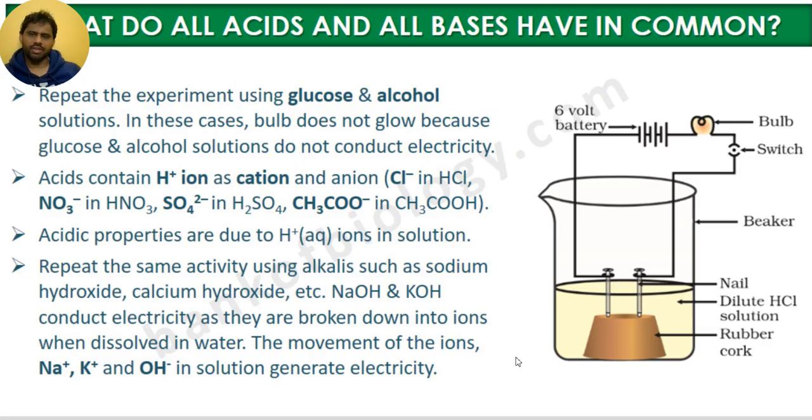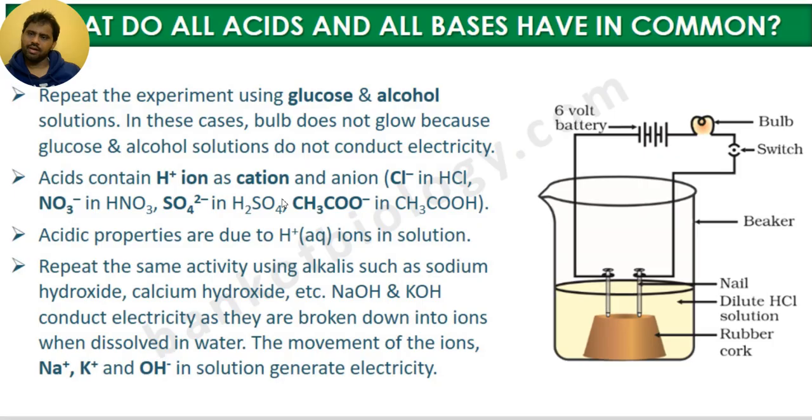So which ions? H+ ions. Repeat this experiment using glucose and alcohol. In these cases, the bulb will not glow because glucose and alcohol solutions will not conduct electricity. Acids contain H+ ions as cation.